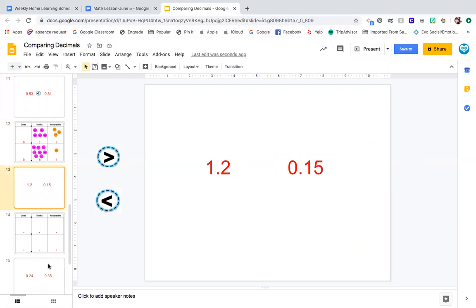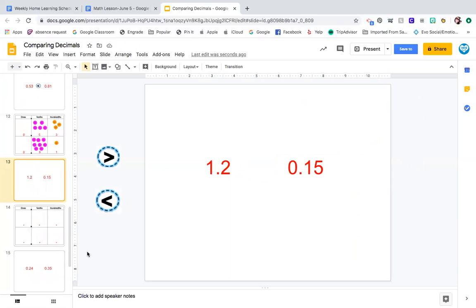All right, let's take a look at this one here. 1 and 2 tenths compared to 0 and 15 hundredths. I would like for you to pause the video and go ahead and use your manipulatives, whatever you have, to build these 2 decimal numbers and decide whether 1 and 2 tenths is greater than or less than 0 and 15 hundredths. And then we'll come back and check together.